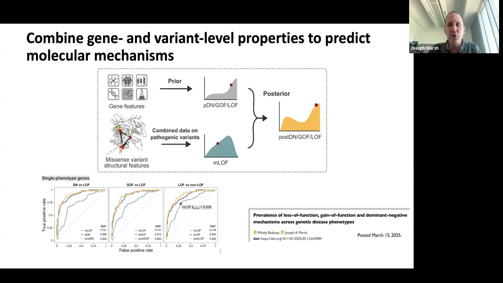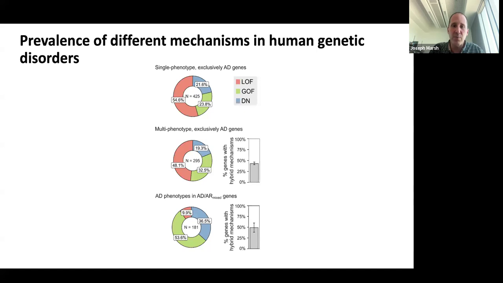It doesn't work on individual variants yet. We need a set of variants to apply it to. It takes a minimum of 3, but 3, 5, 10 variants that you feed it. It looks at those properties and asks how similar those variants are to known loss of function versus gain of function versus dominant negative variants. And it shows that we can actually get quite good predictions of the molecular mechanisms associated with disease genes and specific disease phenotypes by using all these structural properties.